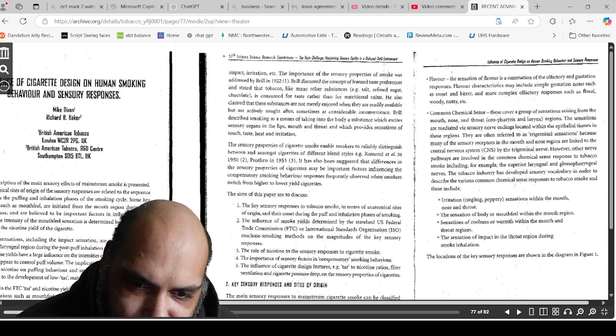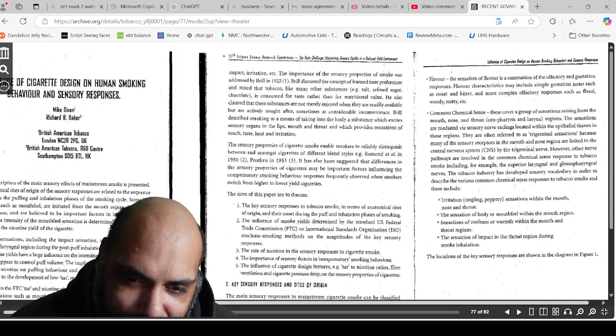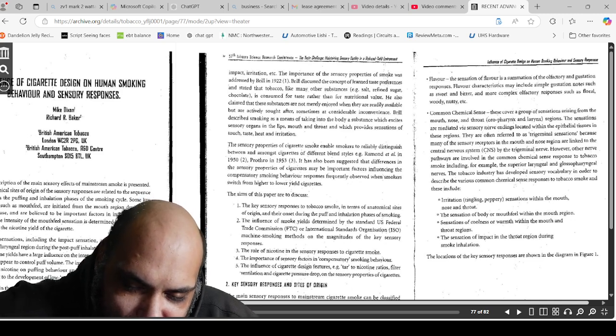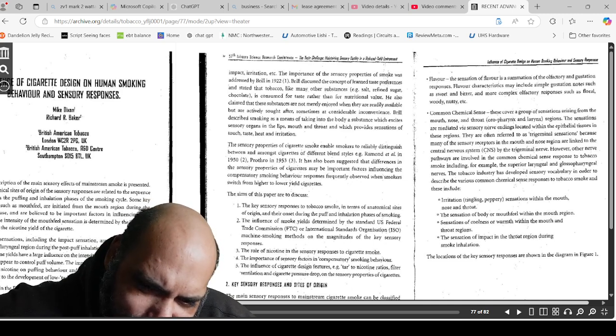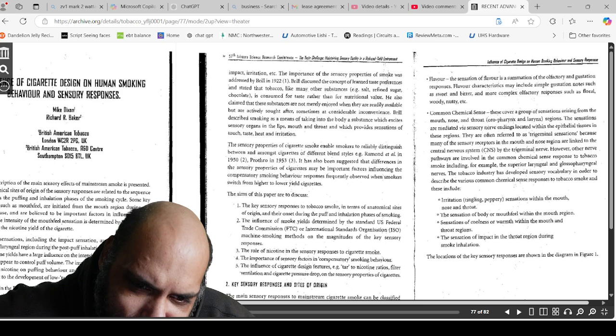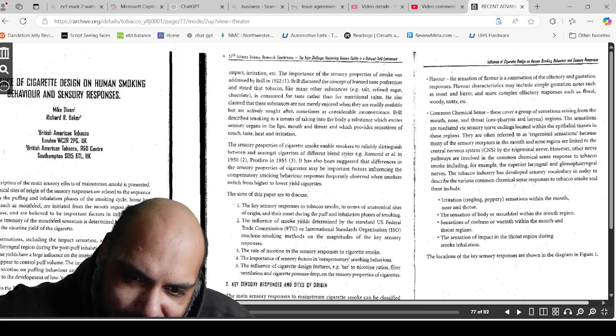The aim of the paper is to discuss the key sensory responses to tobacco smoke in terms of anatomical sites of origin and their onsets during the puff and inhalation phases of smoking. 2.